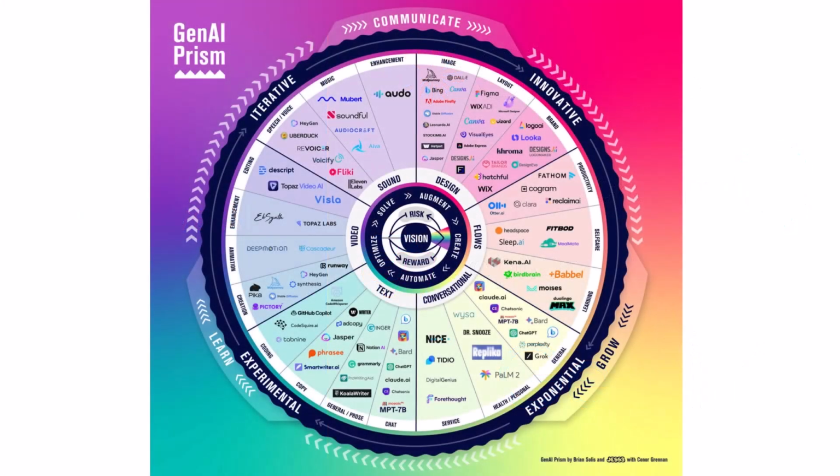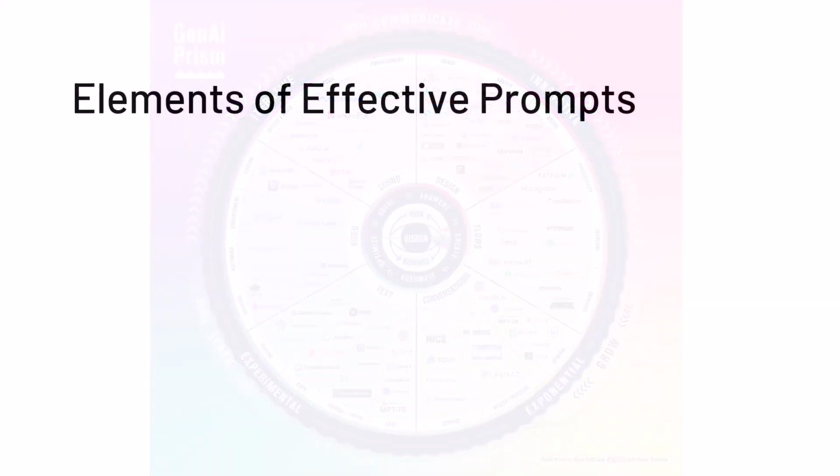This image shows the huge variety of generative AI tools, and new tools are coming on the market all the time. The prism is organized by type of output, such as text, video, and sound, as well as other factors. The output you get from a generative AI tool will only be as good as the prompt you provide.